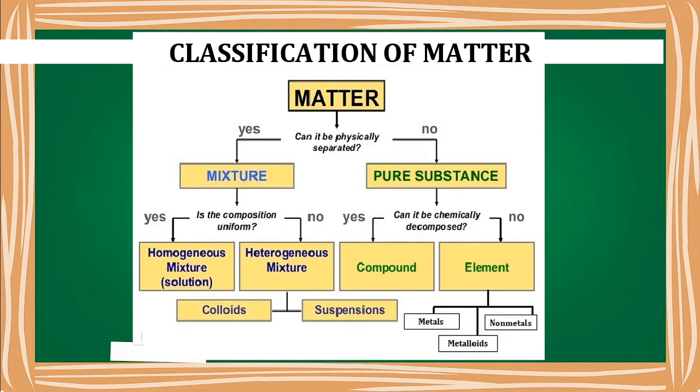But first, let us discuss the classification of matter. As you can see in our screen, matter, can you still remember the definition of matter? Yes, matter is anything that occupies space and has mass. Okay, and it is further classified into two. We have mixtures and pure substances. And under pure substances, there are two: compound and element. So in this module, we will be dealing about compounds and elements.